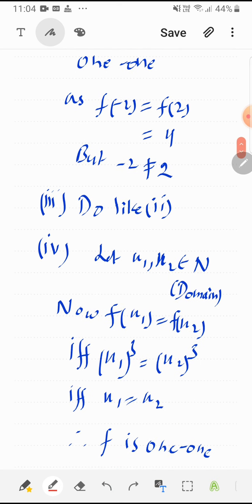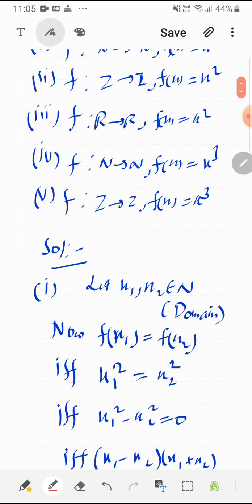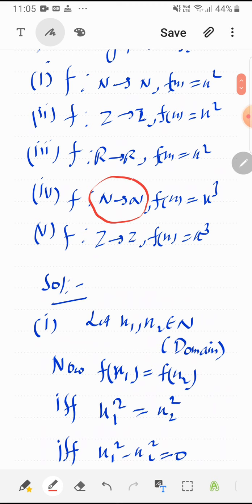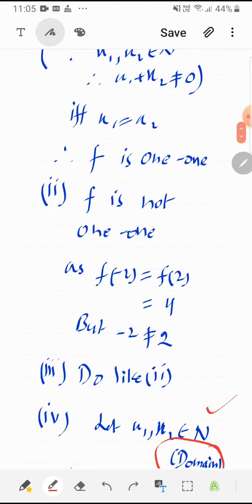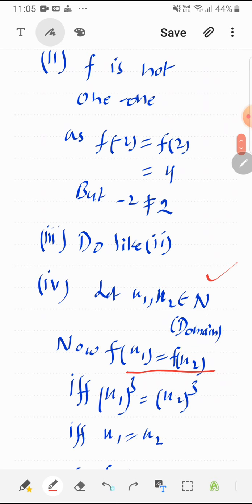Now again x cube looks like it is a one-one function. There is no counter example we can find. So let us start the theoretical method. Let x1, x2 belong to N, which is the domain, and f of x1 is equal to f of x2. Why am I writing this domain? Because here domain and codomain are the same. So sometimes it gives confusion about which N or natural number we are picking. So it's better to mention that it is the domain.